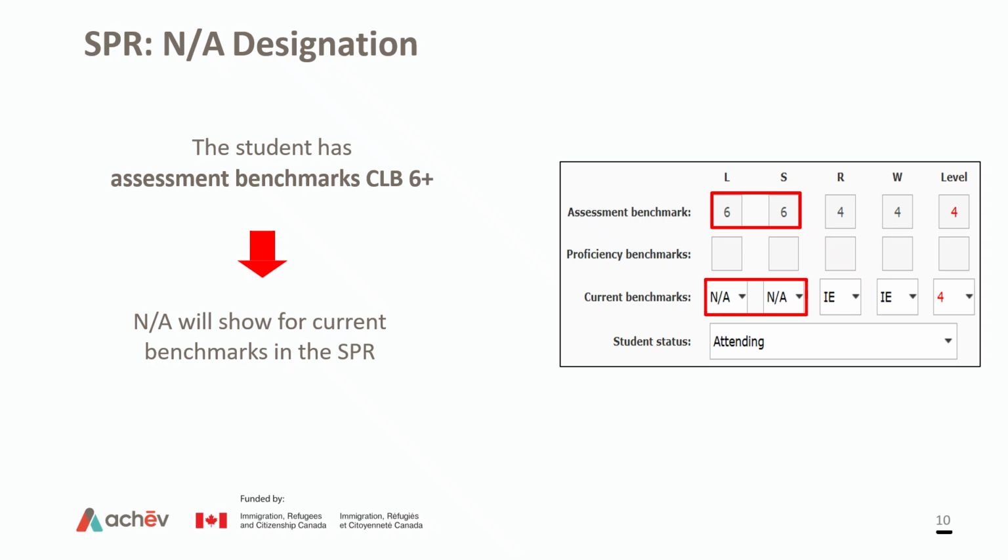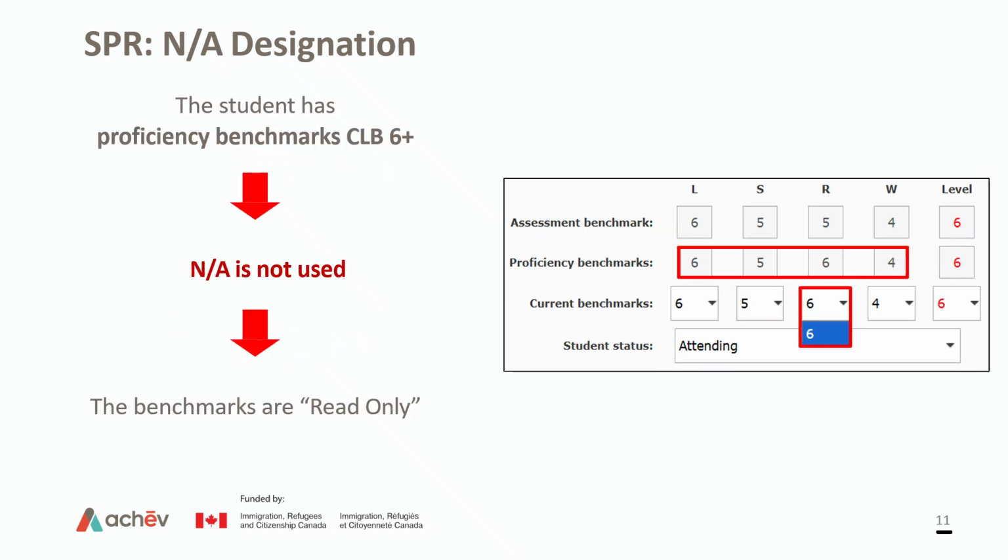When a student has assessment benchmarks of CLB6 or higher, NA will show for current benchmarks in the student progress report. Skills with assessment benchmarks of CLB6 and higher cannot be taught and assessed. In this example, the student has assessment benchmarks CLB6 for listening and speaking, and therefore listening and speaking cannot be taught and will appear as NA. If the student has proficiency benchmarks CLB6 or higher, NA is not used and the benchmarks will show as read-only in the SPR.